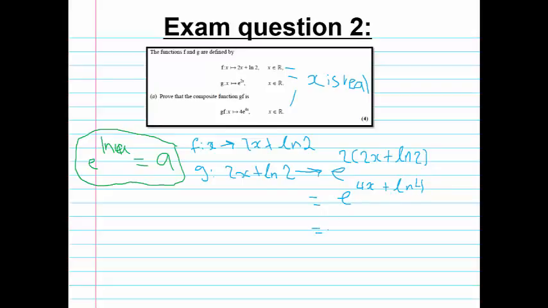And using your knowledge of indices, when you're adding indices, that means you're multiplying with the same base. So we can just split this up: e to the 4x times e to the ln of 4. Now, the only rule you need about natural logarithms is that e to the natural logarithm of a constant is just that constant. So e to the ln of 4 will just be 4. This means that the composite function is 4e to the 4x.